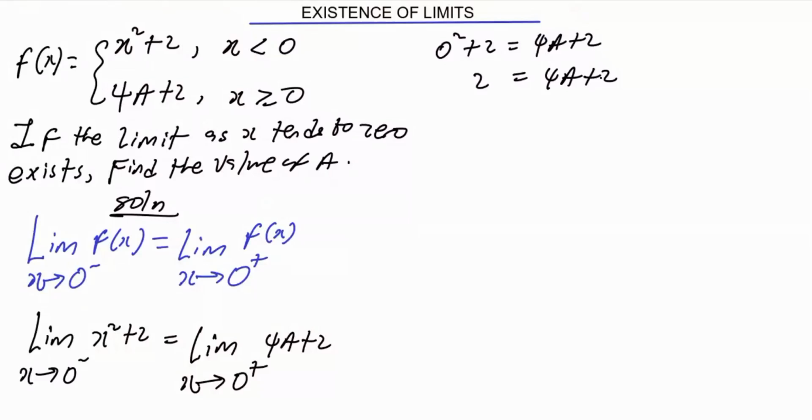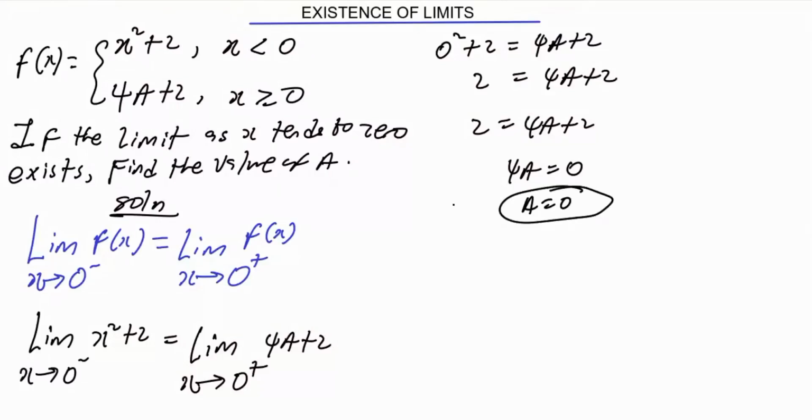And what do we have here? Let me see. So you are having 2 equals 4a plus 2. And 4a equals 2 minus 2, which will give me 0. Then my a is equal to 0. Now, that is it. So the limit exists.